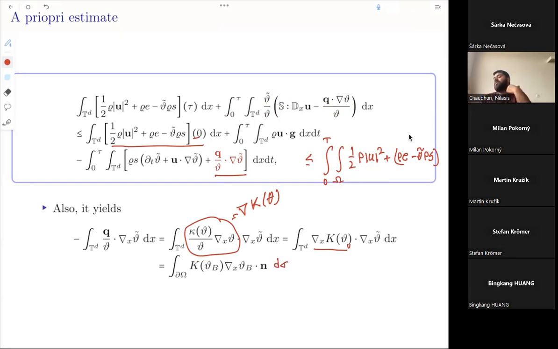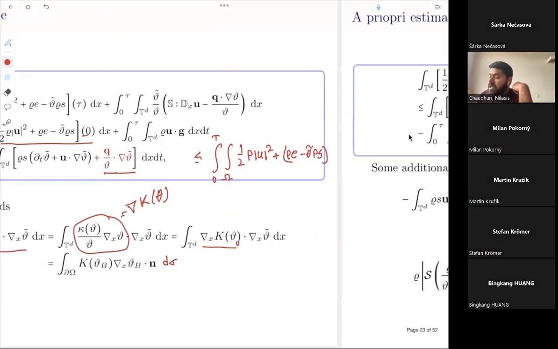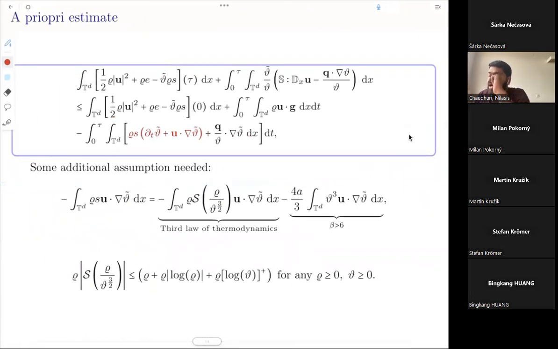So only the dependence on the boundary comes into play. Therefore, this term can be estimated by some quantity only related to the boundary. And what happened to this term? The next term is the most important term that we want to estimate. The first part is comparatively easier, because we know that entropy can be controlled by log rho and log theta.